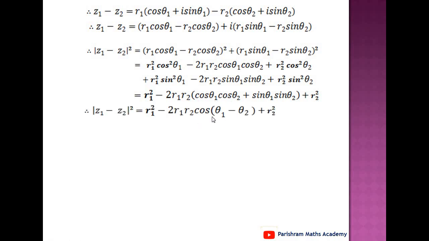Now this cos theta 1 cos theta 2 plus sin theta 1 sin theta 2, the value of this bracket term is cos of theta 1 minus theta 2, and therefore mod of z1 minus z2 square equal to r1 square minus 2 times r1 r2 cos of theta 1 minus theta 2 plus r2 square.